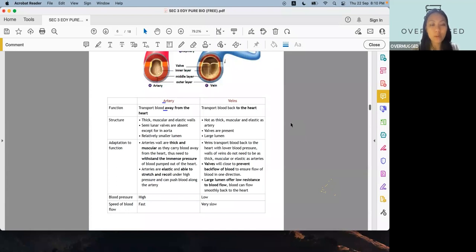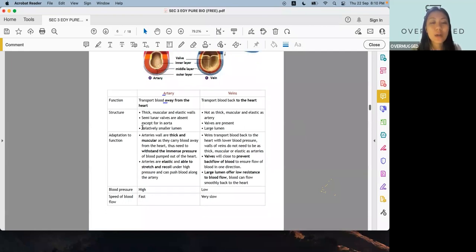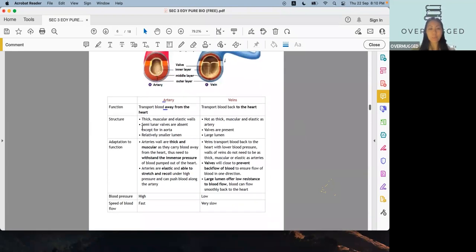And the structure, because of the function, therefore the structure will be different. Remember, for bio, it's always the structure supporting the function, right? You always hear like, oh, how is lung adapted to its function? How is small intestine adapted to its function? Things like that. So for artery, because it transports blood away from the heart, it needs to be able to withstand the pressure. So the structure is that it's a thick, muscular, and elastic wall. There's no semilunar valve. There is a smaller lumen.